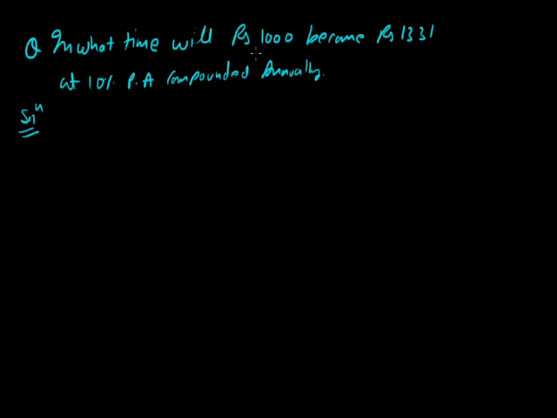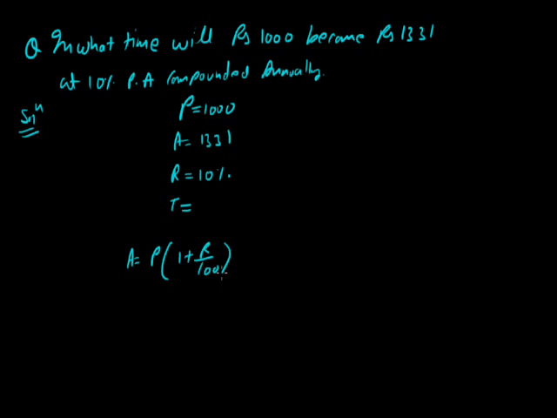So it is given that the principal is 1000 rupees and it becomes 1331, that is our amount. The rate of interest is given to us, that is 10% per annum, and the time period we have to find. Now we apply the formula, A is equal to P (1 plus R by 100) raised to the power T. Now put the values: the value of A is 1331, the value of P is 1000, and R is 10 by 100, raised to the power T.